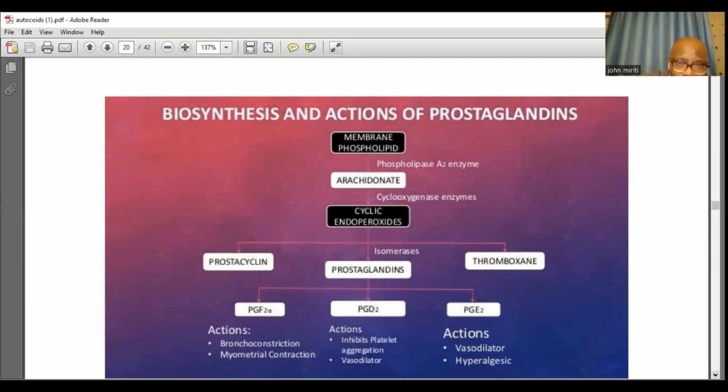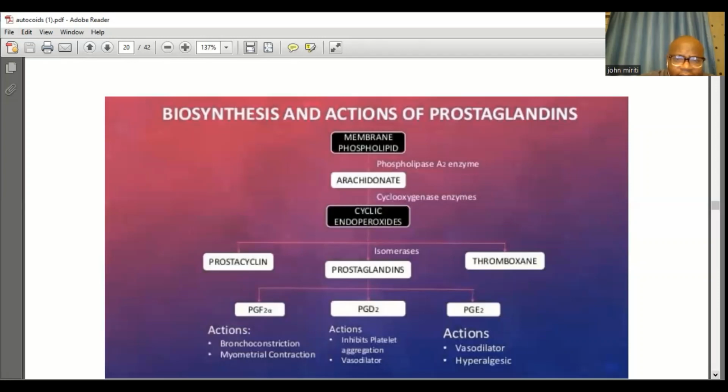This now produces the three types of what we call eicosanoids, and that is prostaglandins, prostacyclins and thromboxanes. Prostaglandins specifically, because those are the isomers, are of our interest. It produces prostaglandin F2 alpha, prostaglandin D2 and prostaglandin E2.